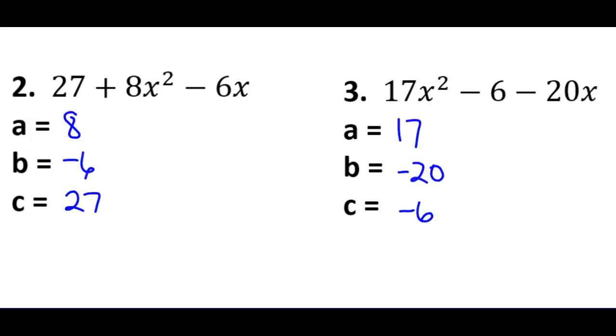Okay, for your A, B, and C for 2 and 3, these are what you should have got. Make sure you did. If you wrote down 27 for A, it's because you didn't look for the x-squared term. So it's really important that you check that out.